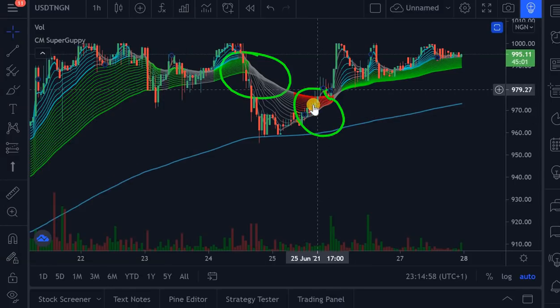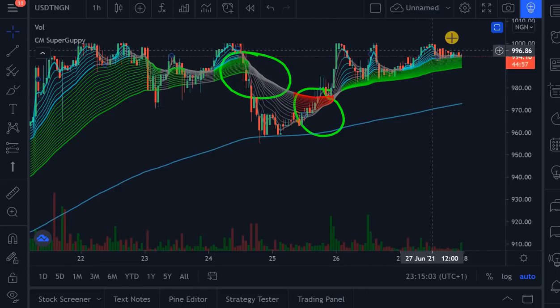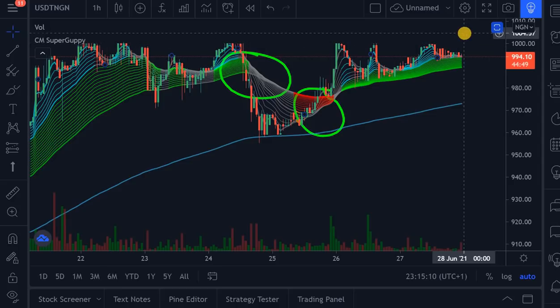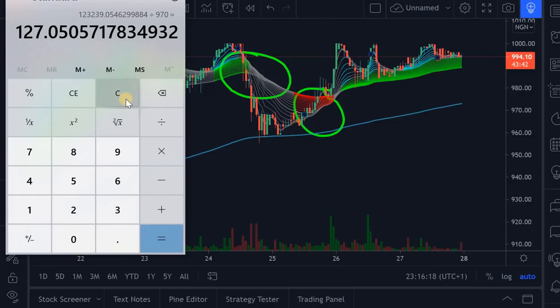If I had bought at this red signal, I can get a chance right now to sell at the current price. Now the thing is that this is not a perfect time to sell, because like I said, the best time to sell would be when the green color changes to a gray color. Right now, let's just play with the idea that we want to sell our USDT at the current price right now, 994.10 naira. That would be 127.05 times 994.10.